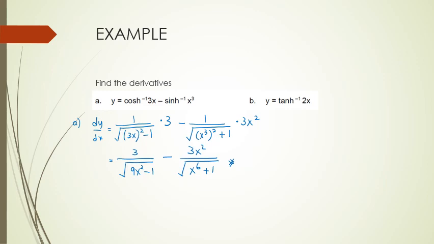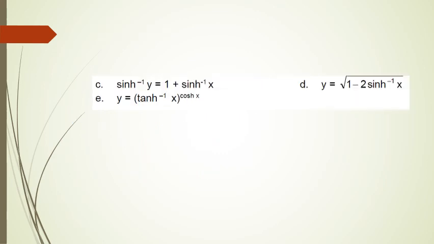For B, you can do it yourself. I'm giving you the answers. So dy dx is equal to 2 over 1 minus 4x square. Okay, so next, C.